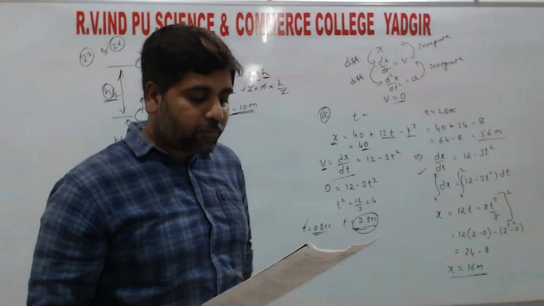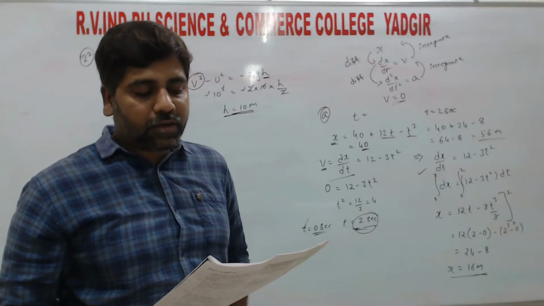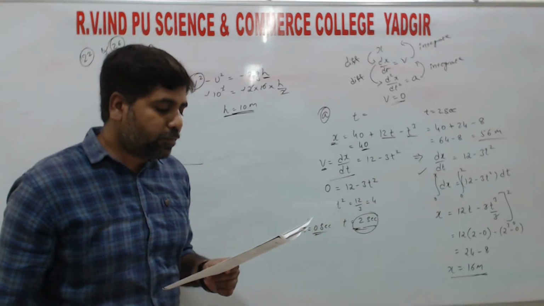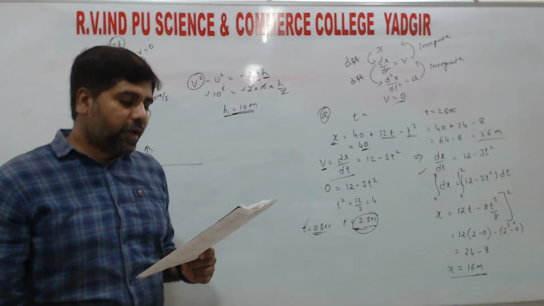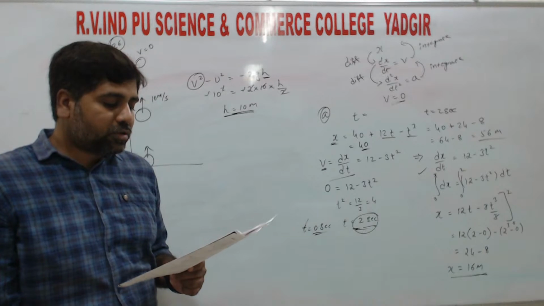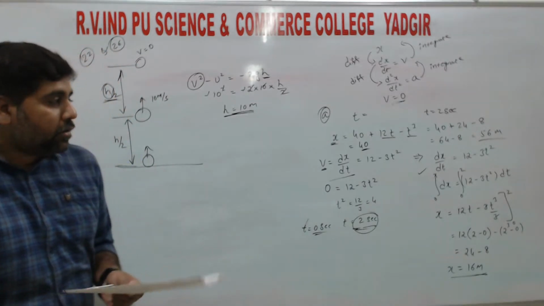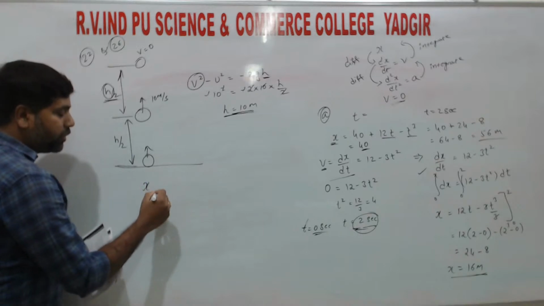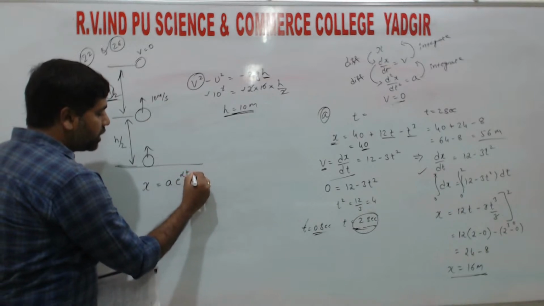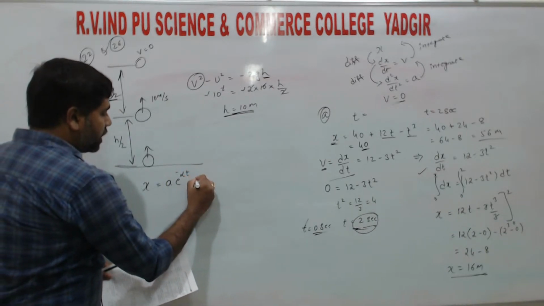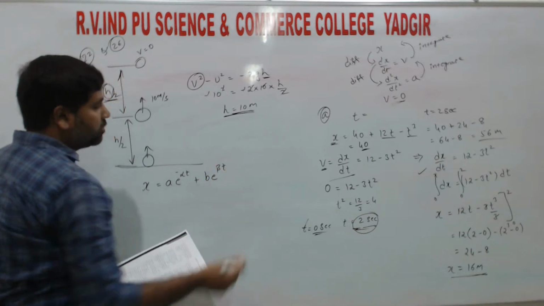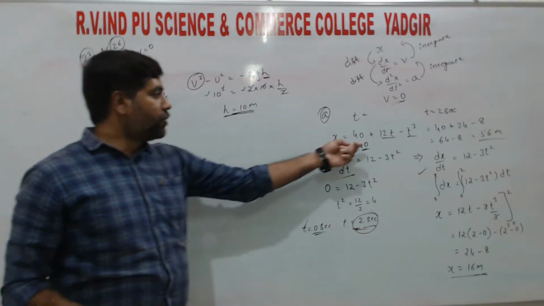Next, the displacement x of a particle varies with the time t as x is equals to a e to the power of minus alpha t plus b into e to the power of beta t, where a, b, alpha and beta are positive constants. The velocity of the particle will be, right? So in this question they have given displacement with respect to time. They have given the equation x is equals to a e to the power of minus alpha t plus b into e to the power of beta t, right? So this is similar to the given relation.